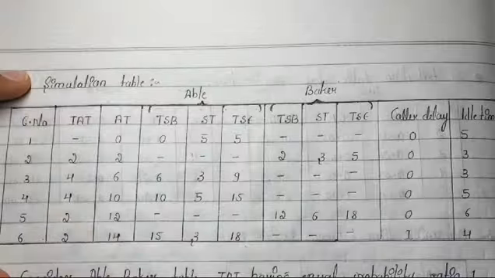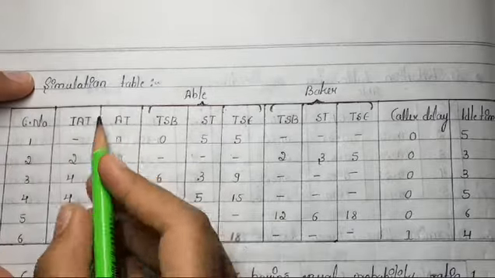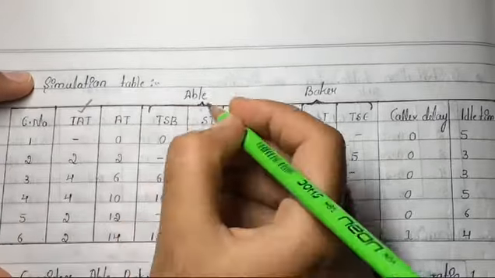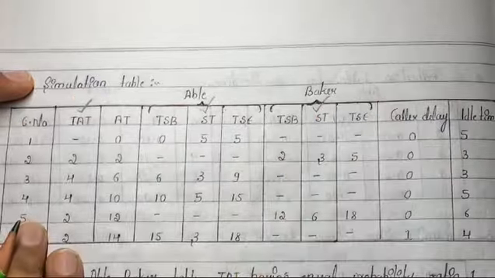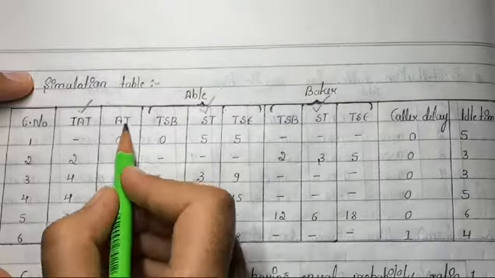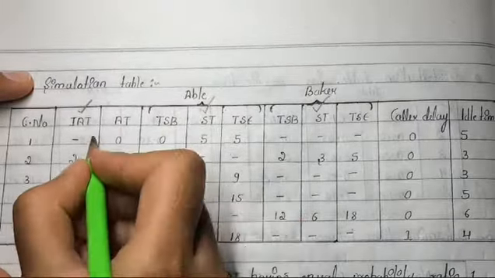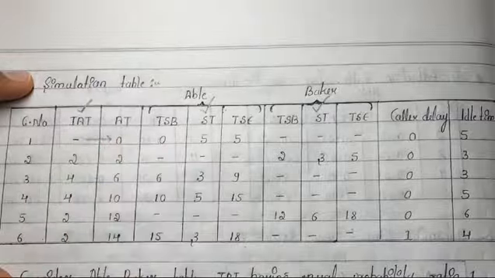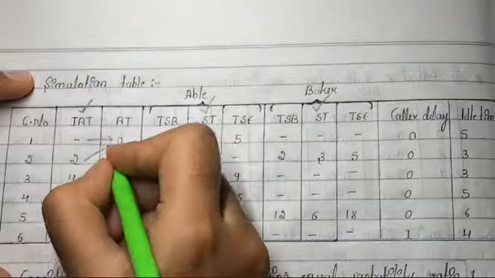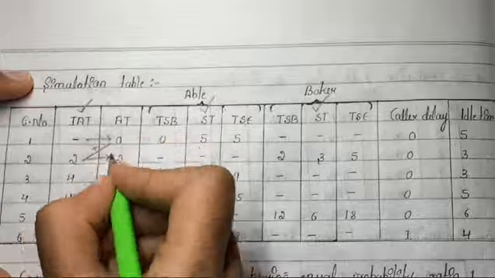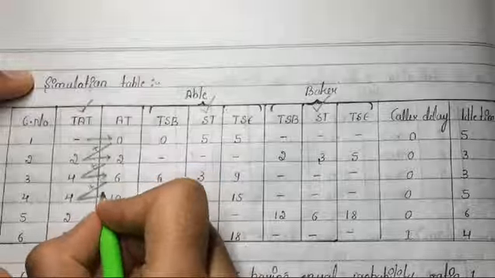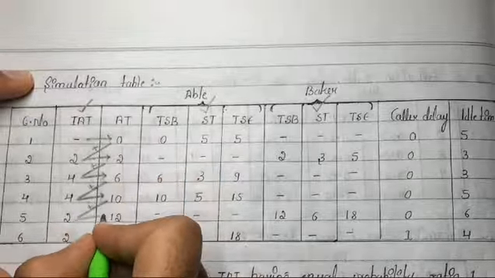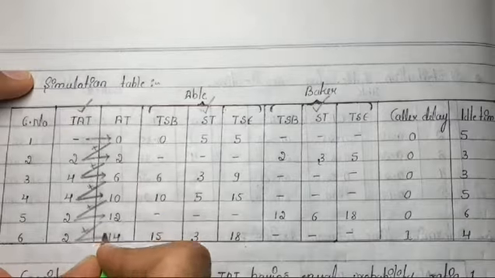Now in the fifth step, that is the simulation table, we know the inter arrival time, the service time for Able, and the service time for Baker. Arrival time can be calculated as: take the first as it is, 0, and then 0 plus 2 is 2, 2 plus 4 is 6, 6 plus 4 is 10, 10 plus 2 is 12, and 12 plus 2 is 14.